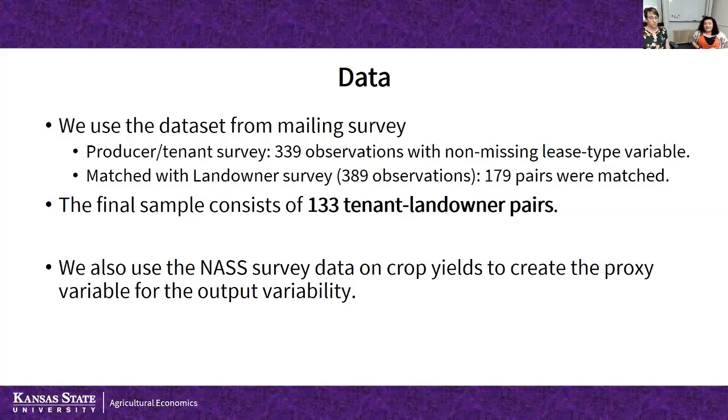We matched landowners with tenants, which, if we go back to that related literature, is a unique attribute of this study and of this data available to us. It's something that those in the related literature couldn't put in their model because they didn't have that paired data. So our final sample consisted of 133 pairs of tenant and landowners. And then in addition, to create that CV, or the output variability, we use NASS survey data on crop yields at the county level in Kansas to create that proxy variable.